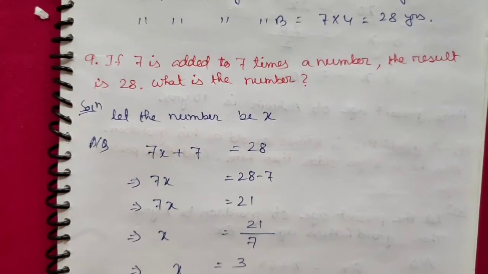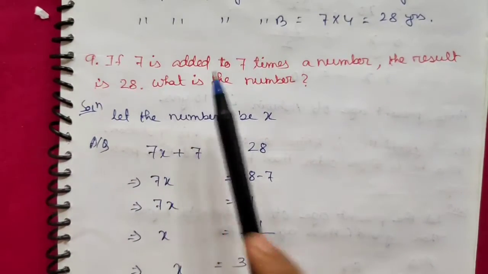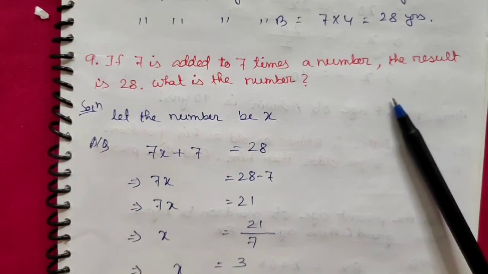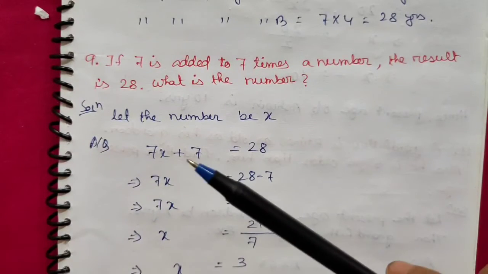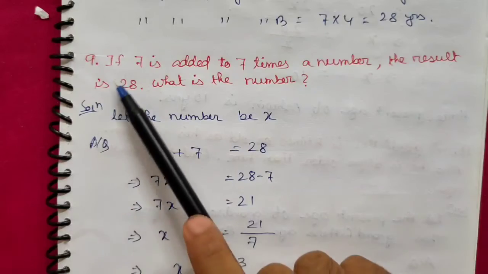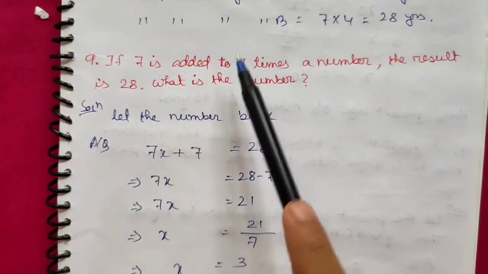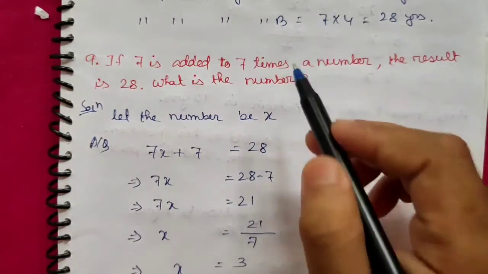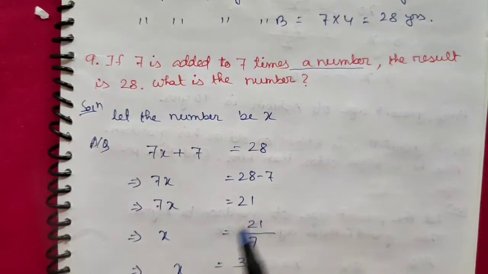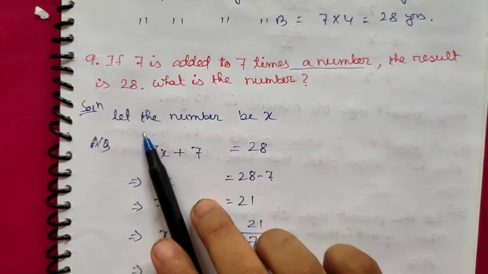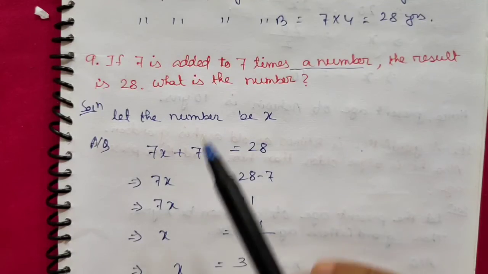The next is, if 7 is added to 7 times a number, the result is 28. What is the number? Here what is given? If 7 is added to 7 times a number, 7 times a number, right? So let us consider the number be x. So the number will be what?